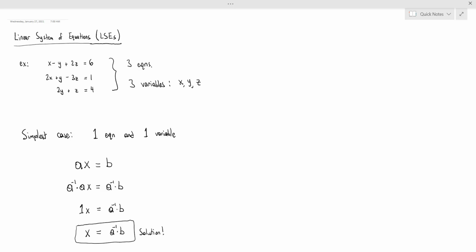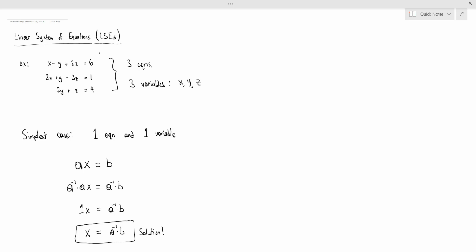All right, so that was so easy to solve for x. What we would like to do is to be able to generalize this to a larger linear system of equations. And that's where we'll need the notion of a matrix inverse. So in order to get to that, first I want to talk about representing a linear system of equations using matrices.